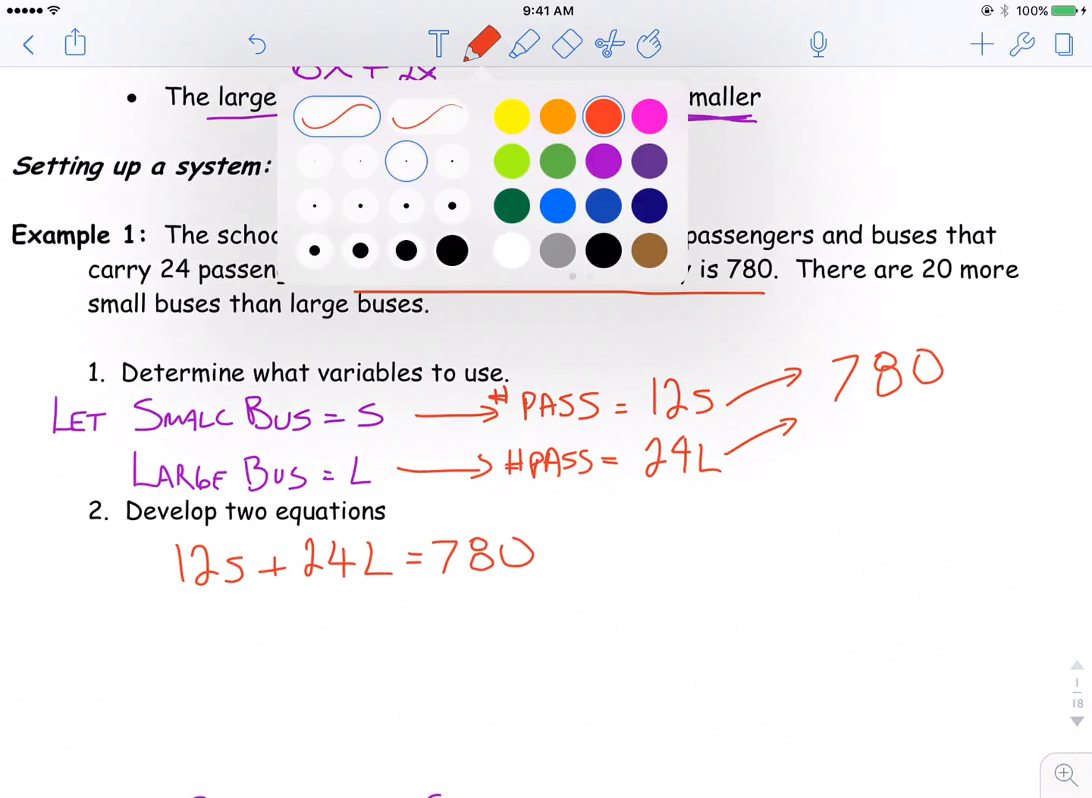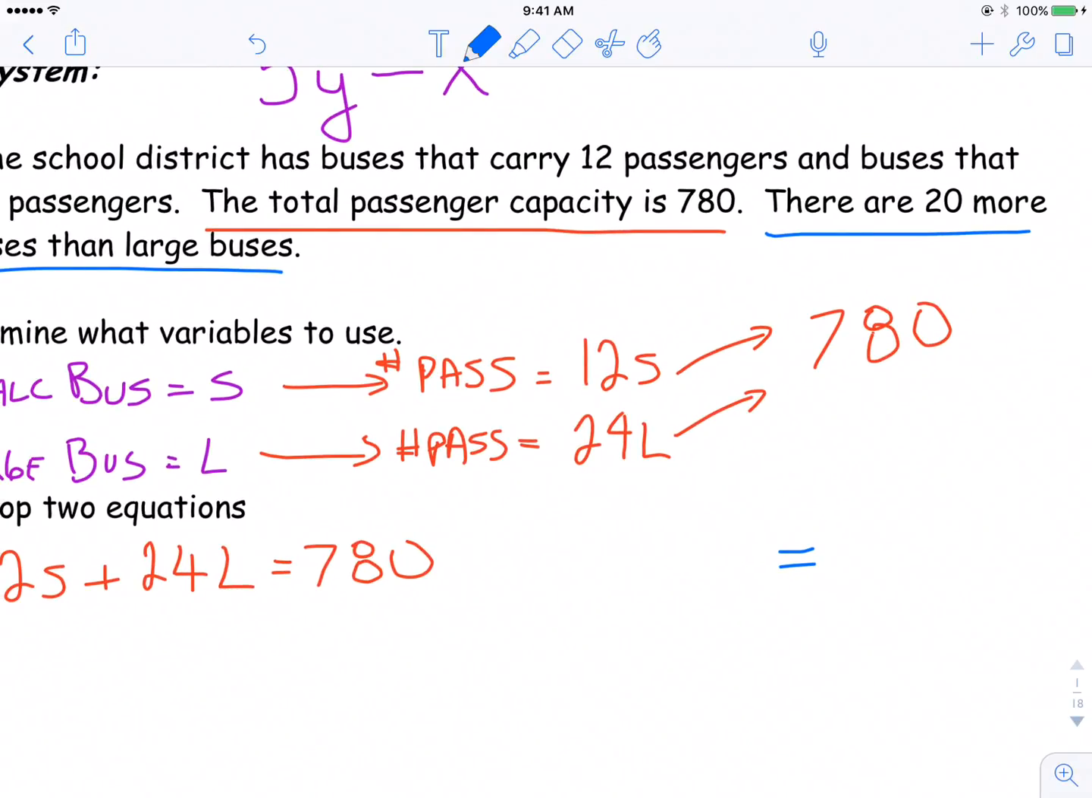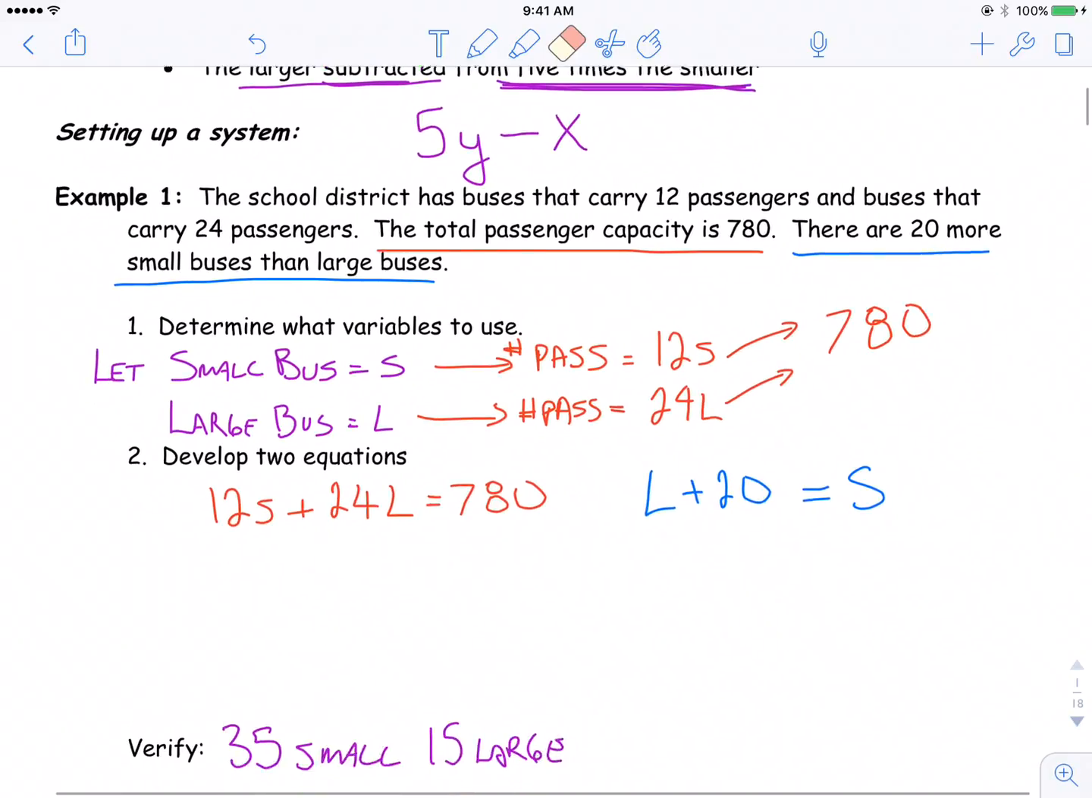Now here's the tricky one. The tricky one comes from the next statement. There are 20 more small buses than large buses. To make them equal to each other, I have to add 20 to my large buses, because there are already 20 more small buses. Or similarly, I could say if I take 20 away from my small buses, they would be equal. Either or would work perfectly fine. But for simplicity, I'm just going to quickly erase one. There we go.